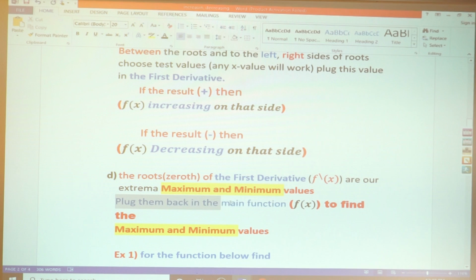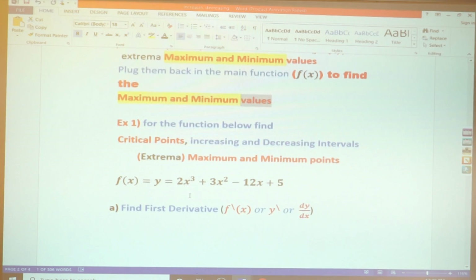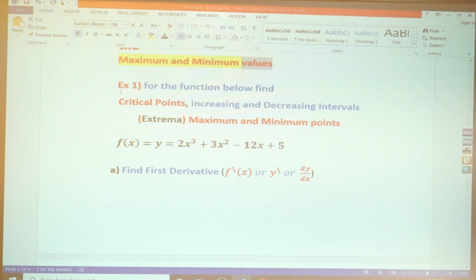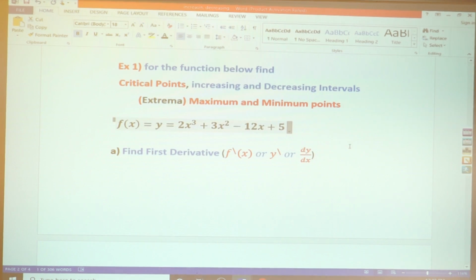Plug them back in the main function f of x to find the maximum and the minimum values. Now, an example, let me just discuss it. For the function below, find the critical points, increasing and decreasing intervals, extreme, and maximum and minimum points. What is my function?